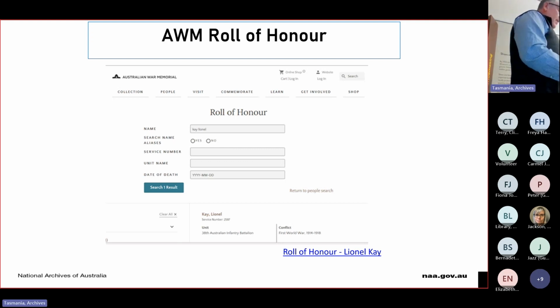The other resource that the War Memorial has is the Roll of Honour. That's a roll of all the soldiers that were killed in the First World War. DVA has a nominal roll for World War II, which you can search online on the DVA website. The Roll of Honour is different from the Roll of Embarkation, which is all the soldiers that went to war, that left Australia on ships. So that's a point of difference between those two.